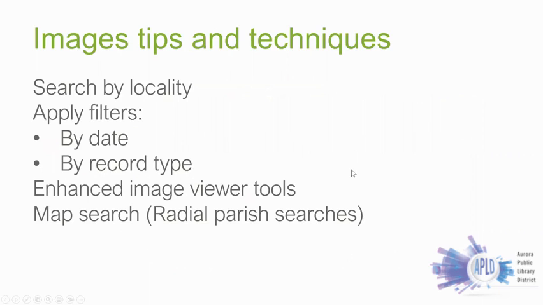So here are some tips and techniques that you might want to use when using FamilySearch images. It's done exclusively by searching by locality, but you can apply filters by date and by record type, and I'm going to show you some examples. And then, as I mentioned, it has the enhanced image viewer tools, and then you can also do a map search. So if you find that the family wasn't in Apasol, you can go to the map and see which towns are nearby, and maybe start your searches in there, because back then people didn't move around a lot. They didn't go too far from home when they moved on.